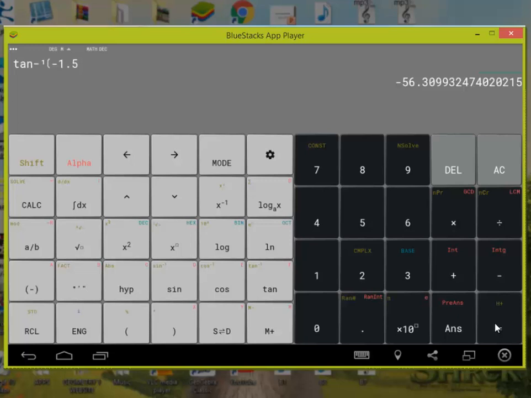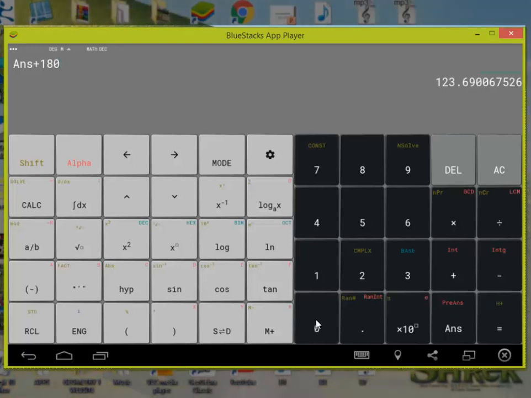So we have negative 56. Negative 56 is less than 180, so we are going to add 180 to negative 56. When I add 180, I'm going to get 123.69. So in one decimal place, I'm going to get 123.7 degrees, and that's for the first one.